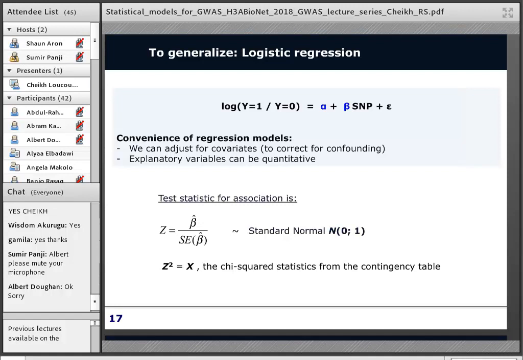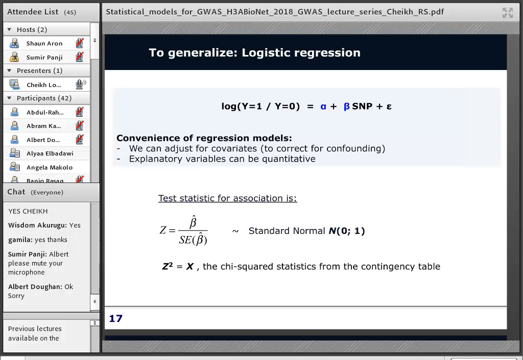So for the same design, you can generalize by, let me just set up the volume. Okay, sorry. I had one of my students who was listening in the other room, so it was the voice coming into my office.